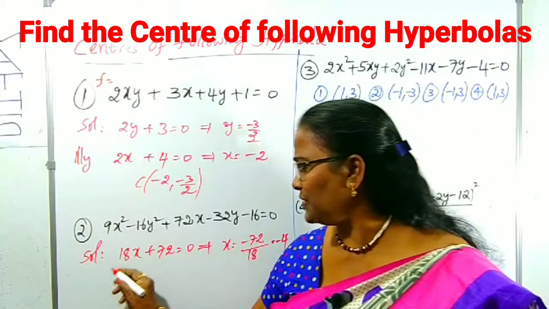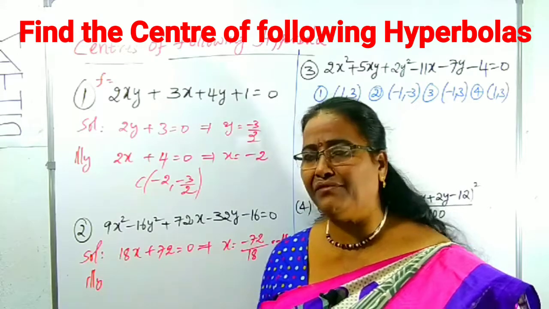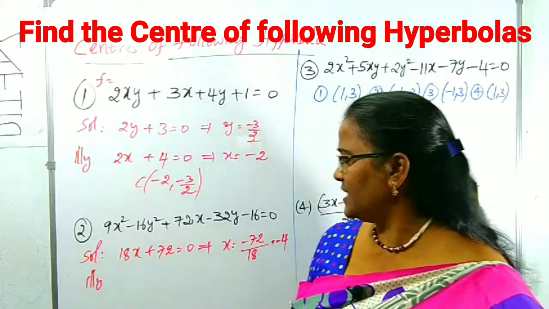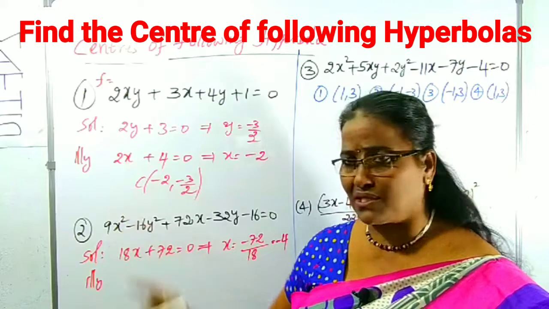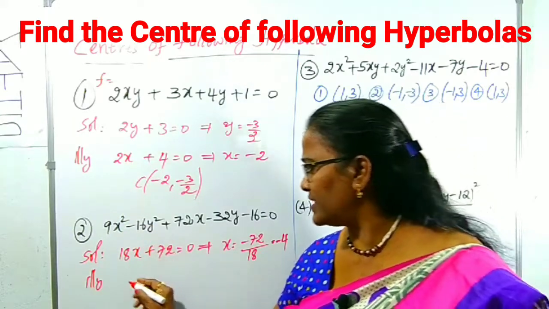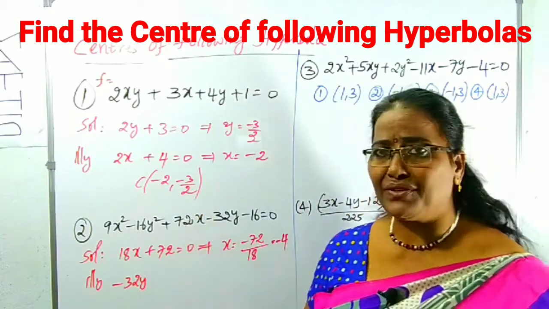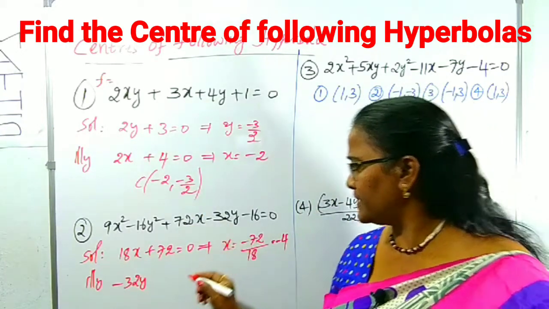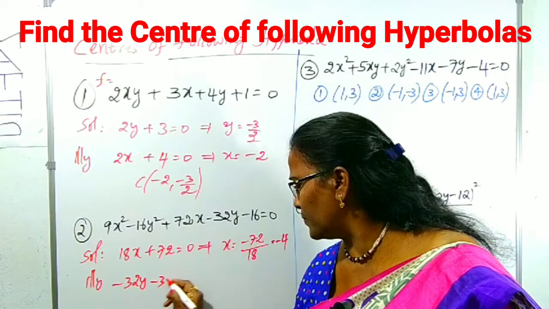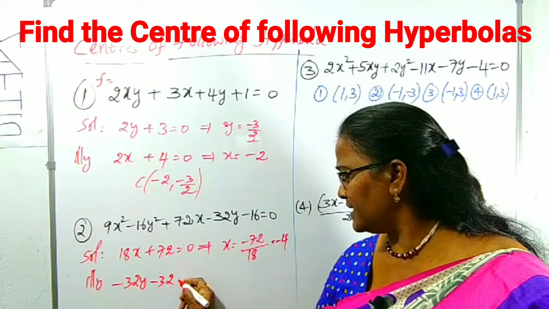Now, similarly with respect to y, we can differentiate treating x as constant. With respect to y, what does this derivative become? This derivative is 0, minus 16y square derivative is minus 32y. Derivative of 72x is 0, minus 32y derivative is minus 32. Itself only constant, derivative 0.